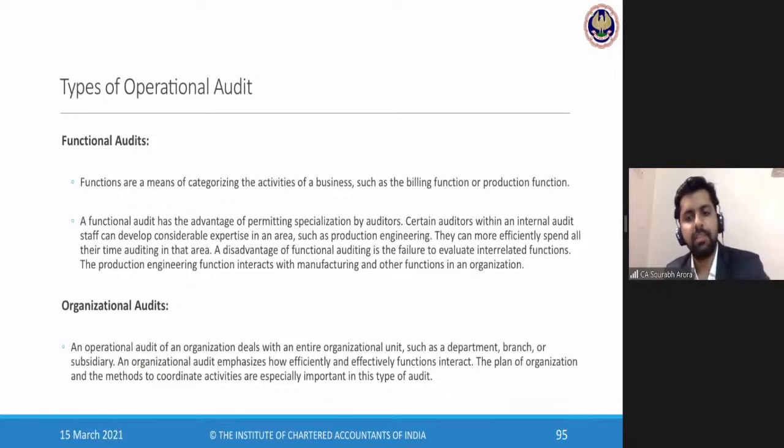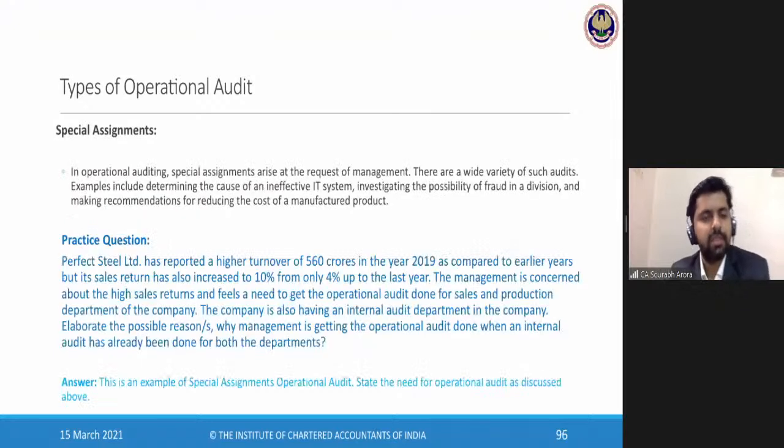Organizational audit deals with the entire organization audit, such as department, branch, or subsidiary. Organization audit emphasizes how effectively and efficiently functions interact. So the plan of organization and methods to coordinate activities are especially important in this type of audit. Third is special assignments. There could be a wide variety of such audits. For example, the cause of an ineffective IT system, investigating the possibility of fraud in a division, or making recommendations for reducing a manufacturing cost. So we have this practice question.